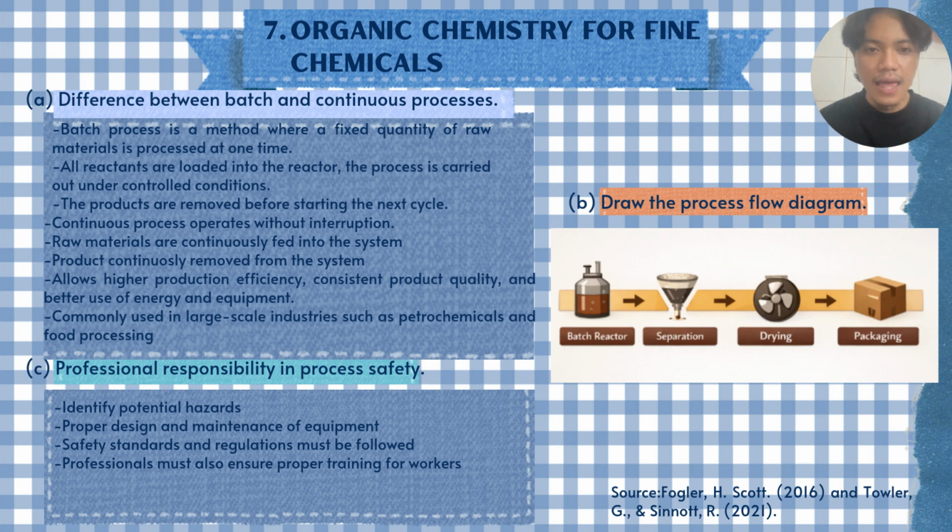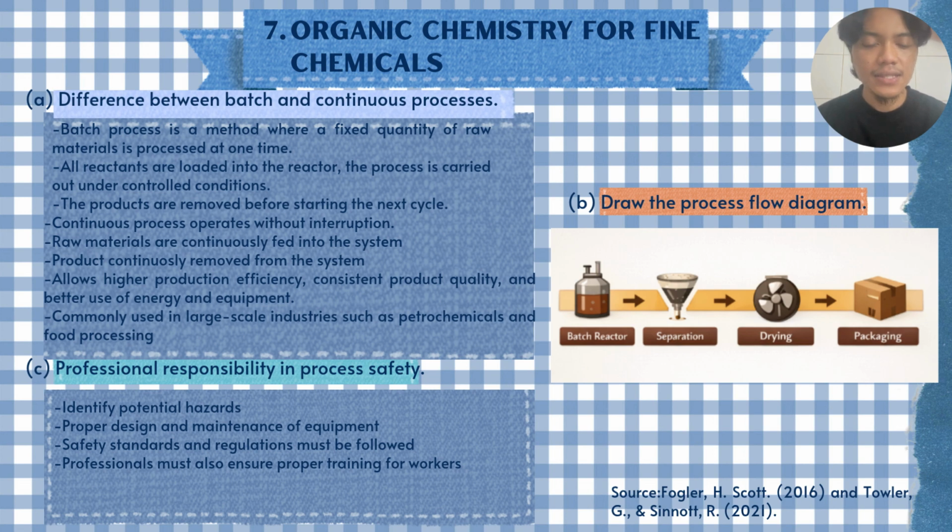Next is professional responsibility in process safety. In industrial processes, safety is a critical responsibility for engineers and professionals. First, they must identify potential hazards such as high pressure, temperature, or chemical leaks. Second, proper design and maintenance of equipment must be ensured to prevent accidents.